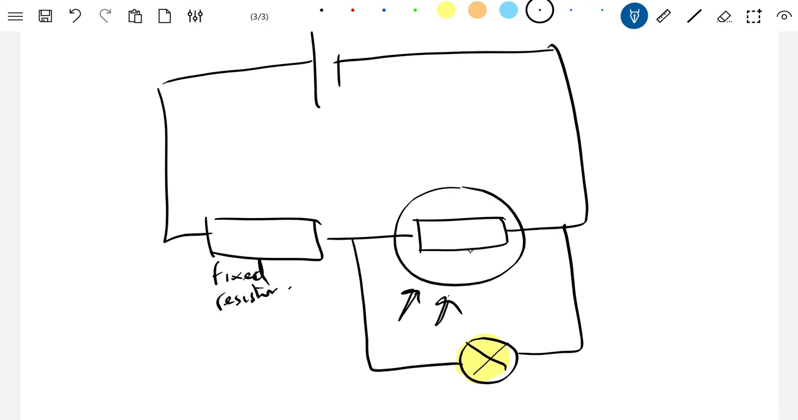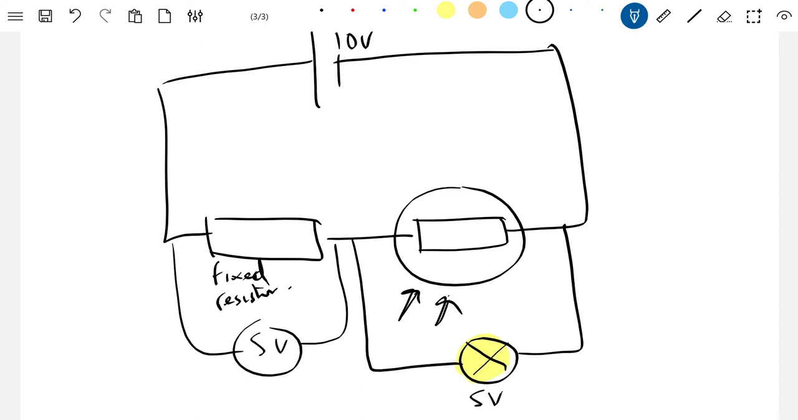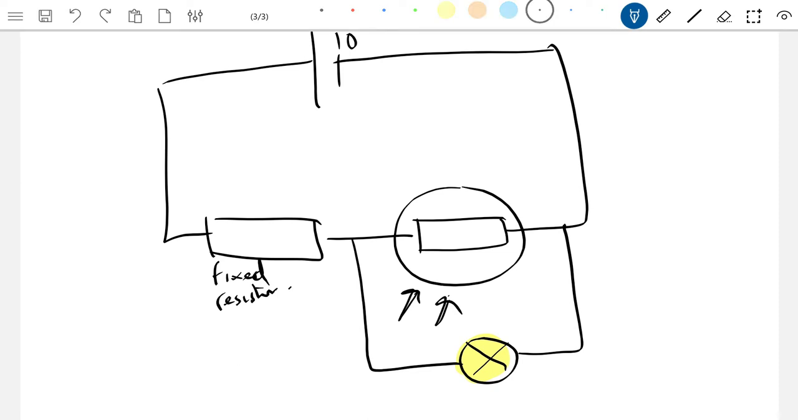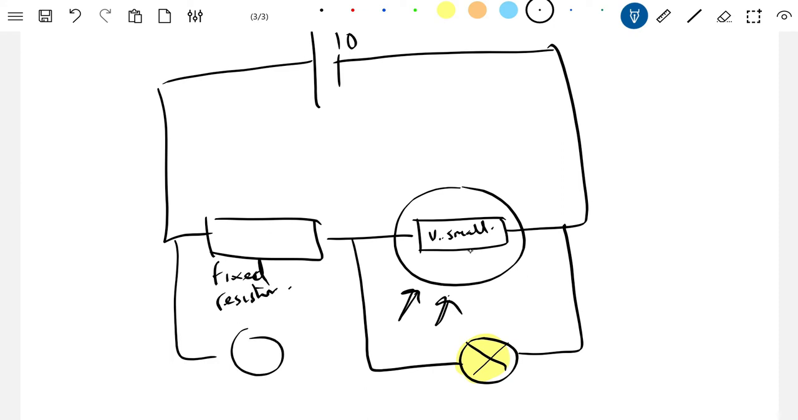Now let's imagine you've got 10 volts on that battery. If these two resistors are the same size, then we would get 5 volts and 5 volts going across those two. But as they change, we'll get a different proportion. So let's say that this light dependent resistor becomes very small. Then maybe 9 volts goes across there and 1 volt will go across there, which means the bulb isn't very bright.